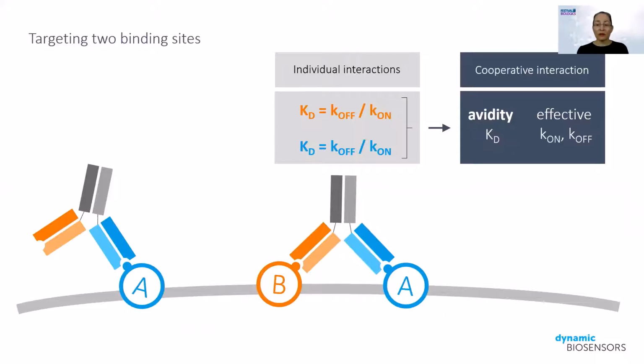This allows us to measure the individual interaction rates K on and K off of each arm of the antibody to its respective antigen. In addition, the antibody can also bind with both arms simultaneously, and we can measure the effective K on and K off of this cooperative interaction, resulting in the avidity dissociation constant Kd.